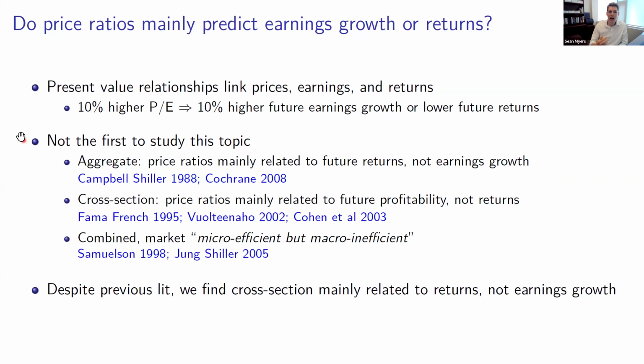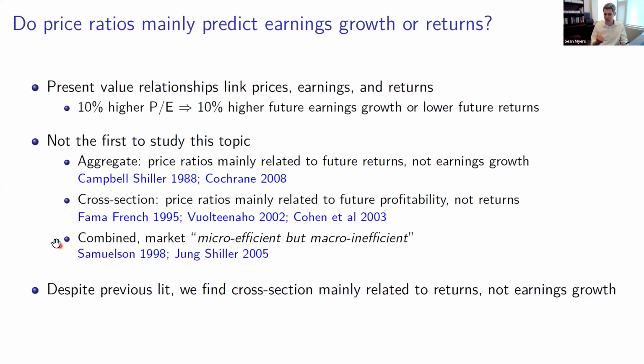Now, we're certainly not the first paper to study this topic. This is a fairly long-standing issue in asset pricing. At the aggregate level, it's been well documented that price ratios are mainly related to future returns, not to future dividend growth or future earnings growth. In comparison, in the cross-section, there are findings from Fama and French, Vuolteenaho, Cohen, Polk, and Vuolteenaho that have argued that price-book ratios are mainly related to future profitability, not future returns.